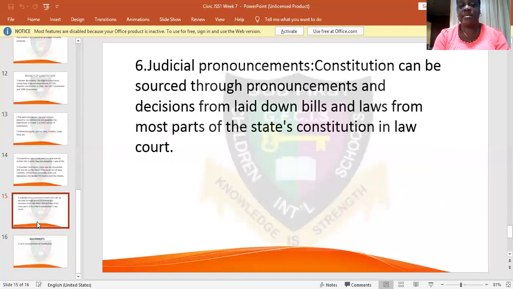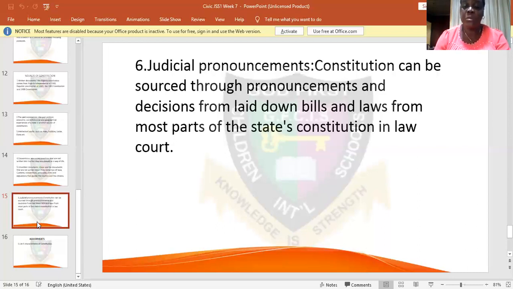Those are the sources of constitution. We have the judicial pronouncements as well. Judicial pronouncement is when a matter or issue is at the court, and the justice or the judge lays down bills and laws, pronounces some judgments, and whatever the judge says is final, because it is a verdict concerning the matter. So what we are saying in essence is that some judicial pronouncements are part of the constitution, because anything coming from the judiciary is law and it is binding. So those are the sources of constitution.